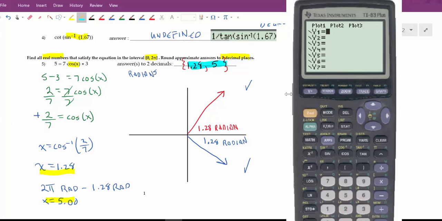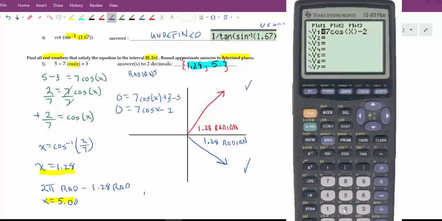I'm going to move everything to the left side of the equation. So I'm going to put in 7 cosine of x plus 3 minus 5 equals 0. What I'm really doing on this problem, if I want to do it this way, is I'm just saying 0 equals 7 cosine of x plus 3 minus 5. So really that is 0 equals 7 cosine x minus 2. So let's just put it in like that then. So 7 cosine of x, and then minus 2, like that.